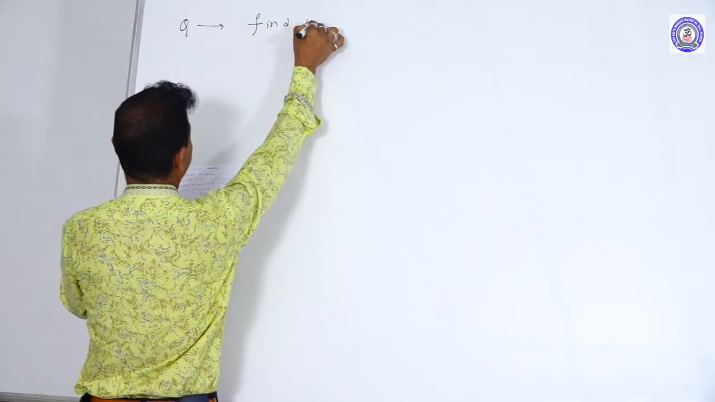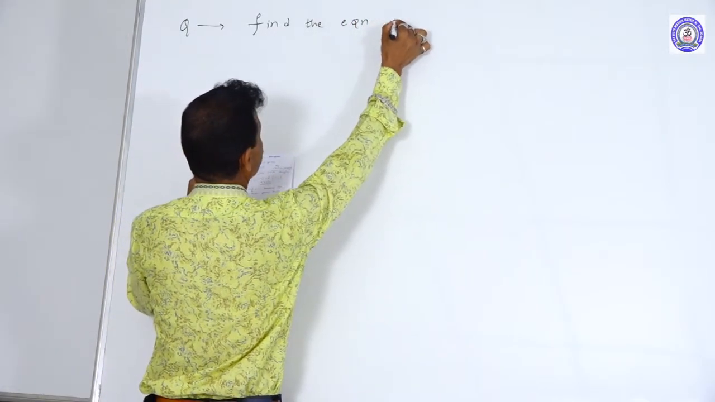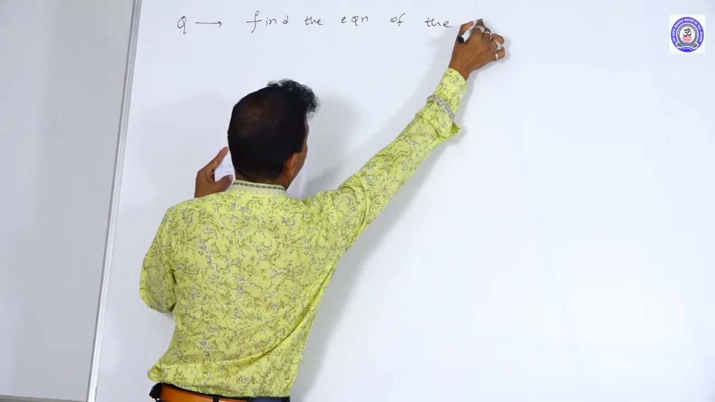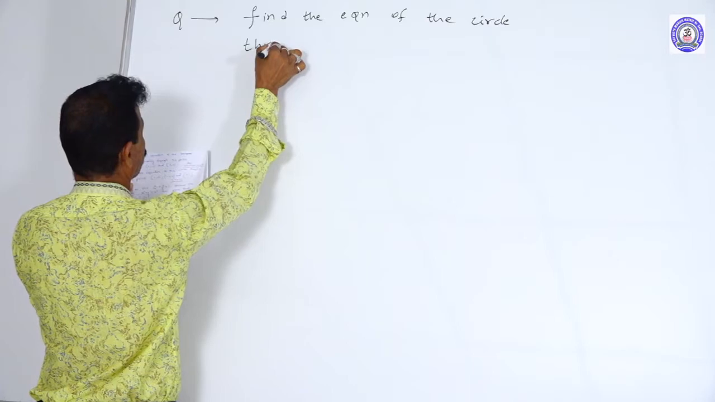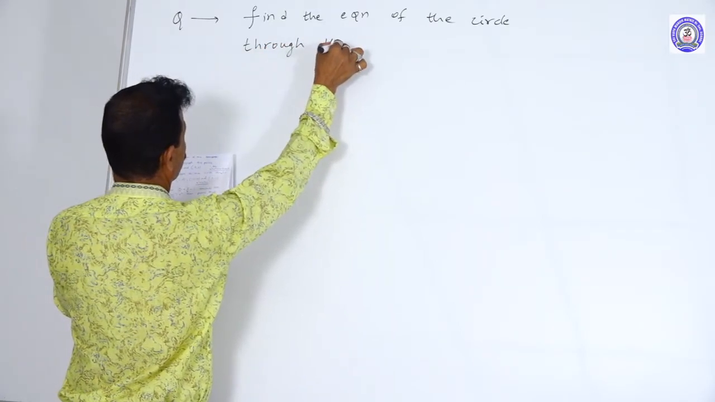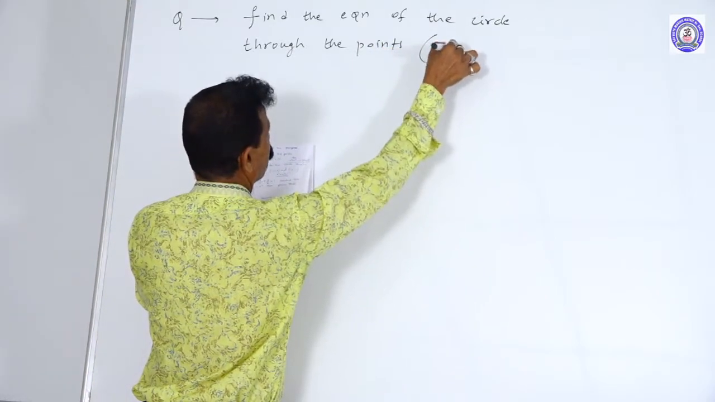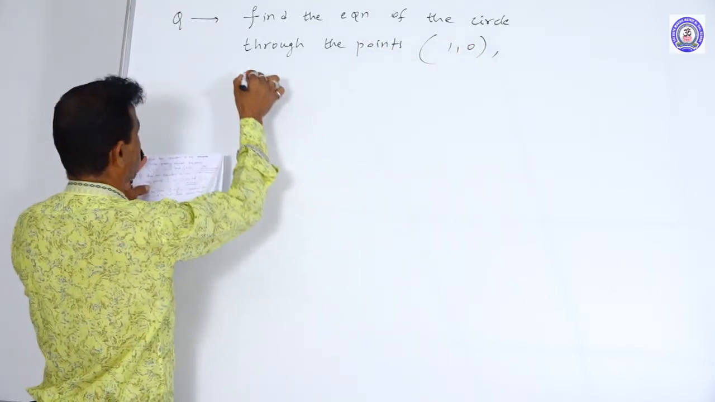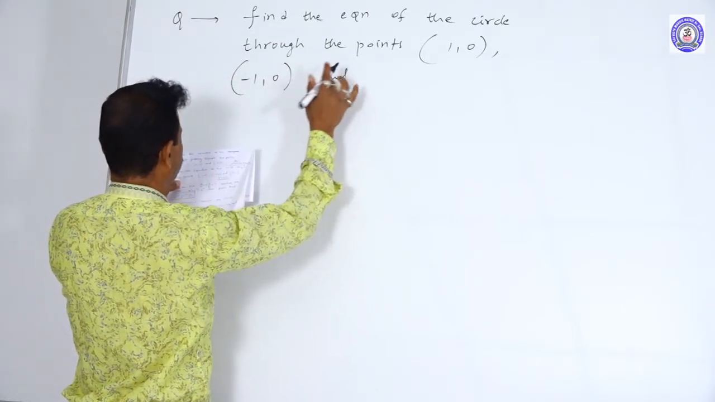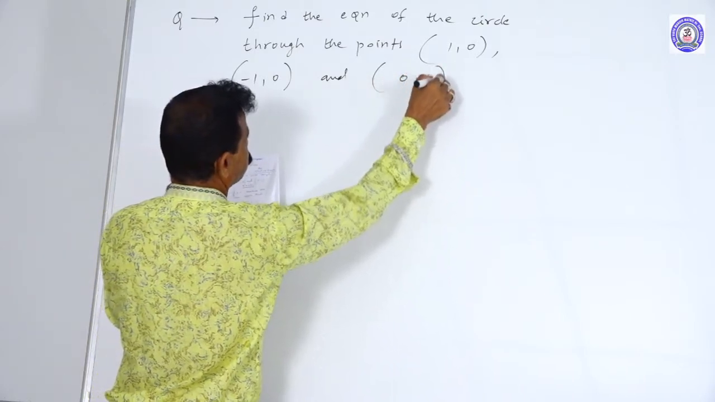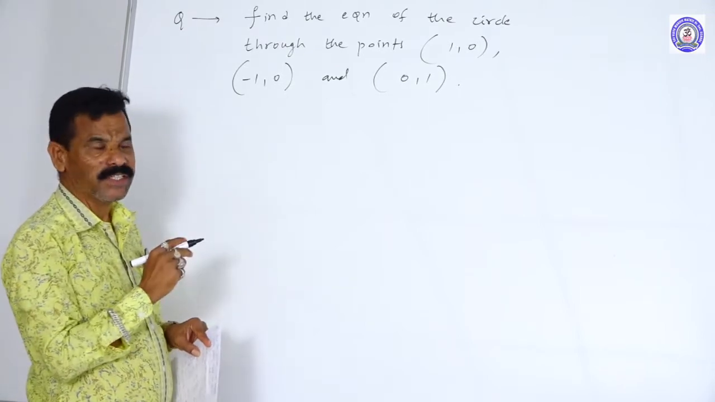Find the equation of the circle through the points 1 comma 0, minus 1 comma 0, and 0 comma 1. Find the equation of the circle through the 3 points.